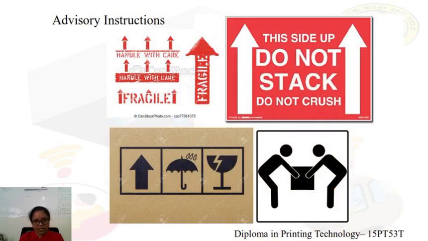Next, the other important advisory instructions to be mentioned on the package is handle with care. Handle with care means the product present inside the box or the package is fragile, is breakable. So it is important and mandatory to mention the arrow marks on the package. And upside down, this side up, do not stack, do not crush. So it is important to safeguard the outer box, to not stack it as it contains a breakable product.